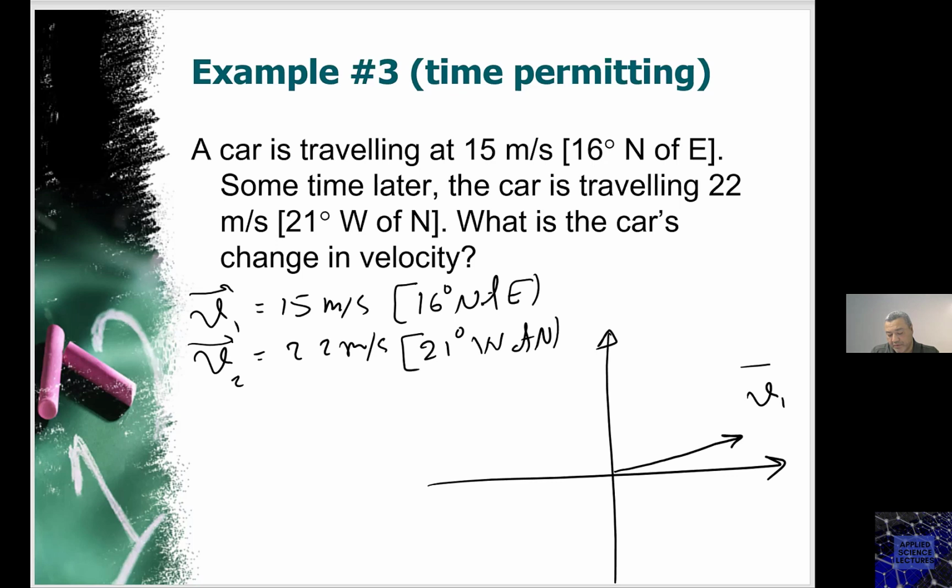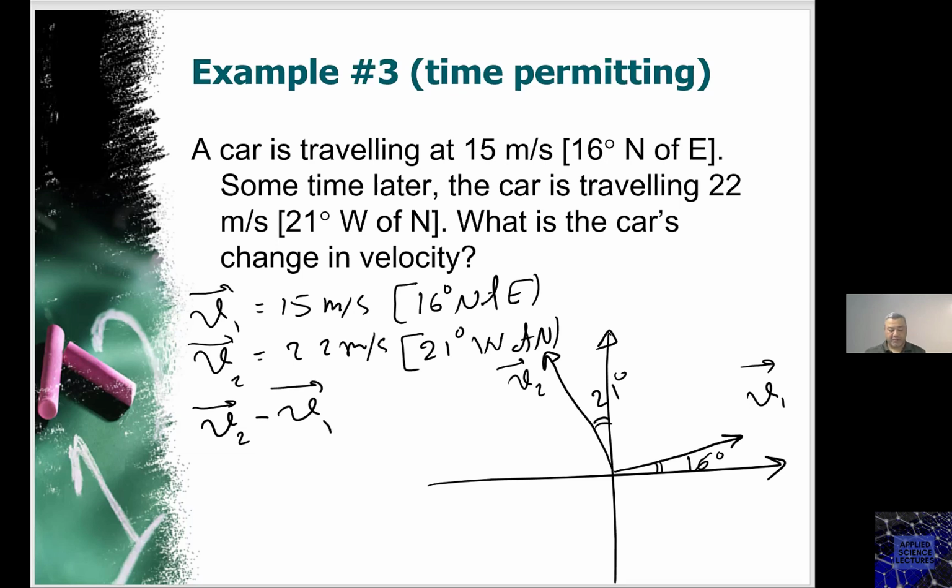V1 is 15, 16 north of east. So this is V1, and this is 16 degrees. And then this one is 22, 21 west of north. West of north is going to be here. So this one is 21 degrees. So this is V1, this is V2. So what do I need to find? I need to find V2 minus V1.